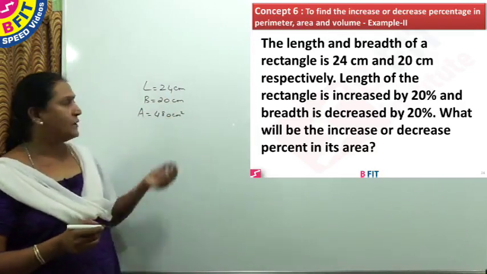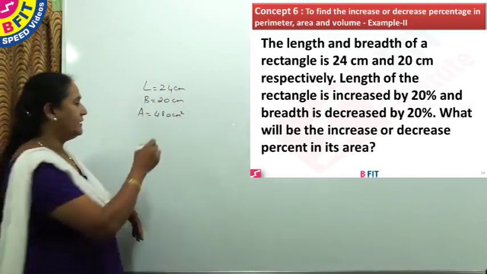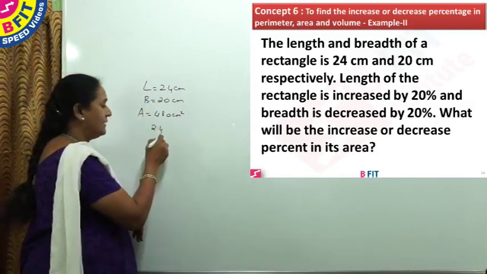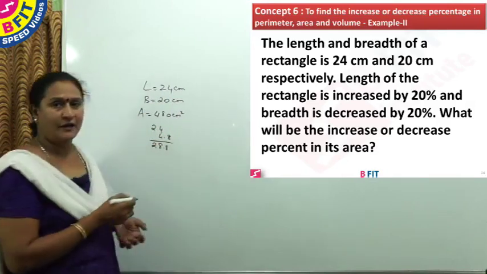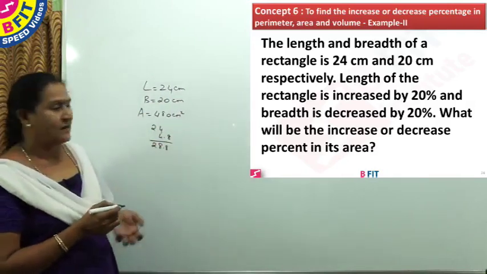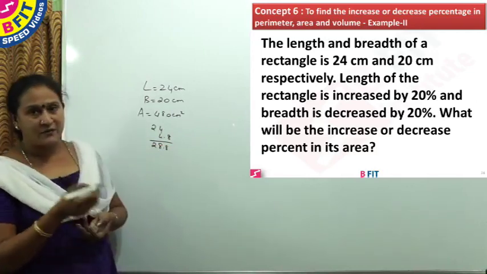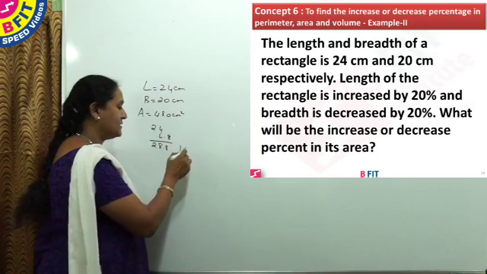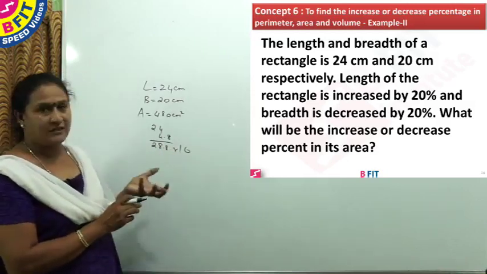And now increase by 20%. So what is 20% of 24? 4.8. Now adding this, we get the increased length as 28.8. And what is the breadth? 20. So it is decreased by 20%. So 20% of 20 is 4. Subtracting it becomes 16. So finding the new area, we'll see what is the effect.